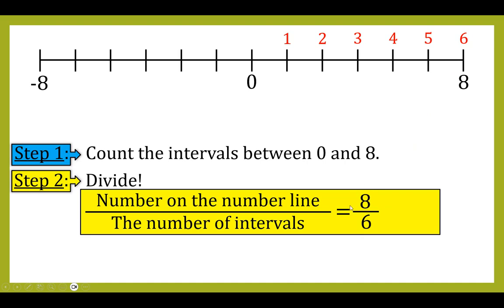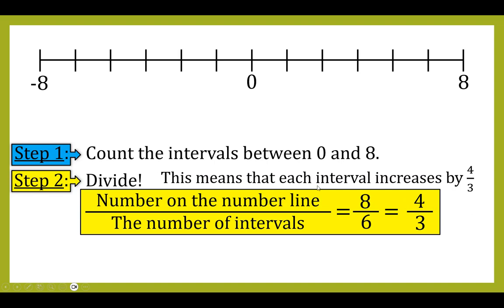Now, I know that I can simplify 8 over 6. So if I reduce that, that becomes 4/3. So what that tells me is that each interval increases with a value of 4/3. So this first interval is going to be 4/3, and then I'm going to add another 4/3 to get to the second interval. So this means that each interval increases by 4/3. So the first one here is 4/3, 8/3, 12/3, 16/3, 20/3, and then this one would be 24/3. But 24 divided by 3 is 8.